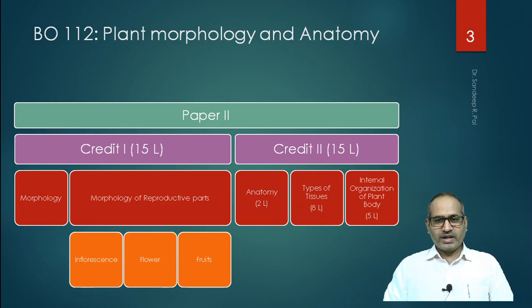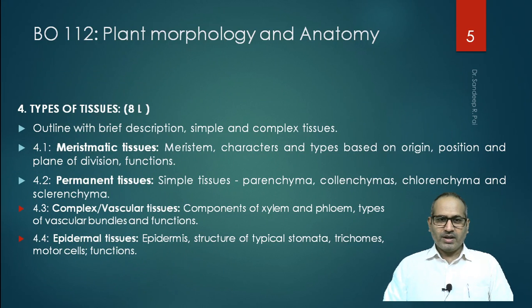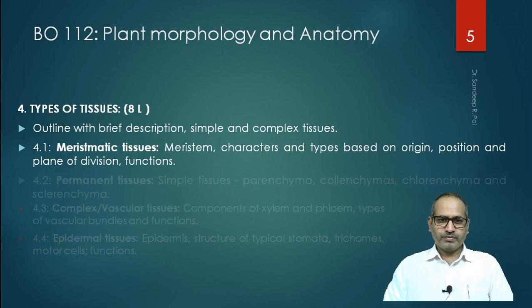Out of the second credit that I have dealt with earlier, I have already explained to you in detail about anatomy. So, in this lecture, I will be dealing with types of tissues. In types of tissues, we are going to see the outline with brief description, simple and complex tissues, 4.1 meristematic tissues, 4.2 permanent tissues, 4.3 complex and vascular tissues, 4.4 epidermal tissues.